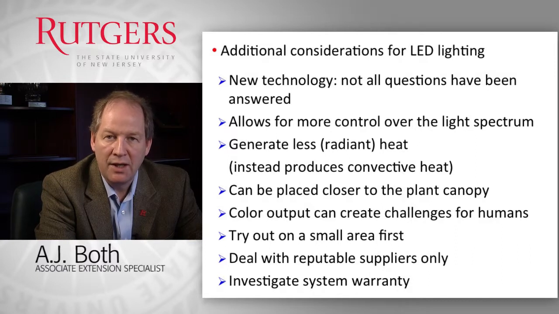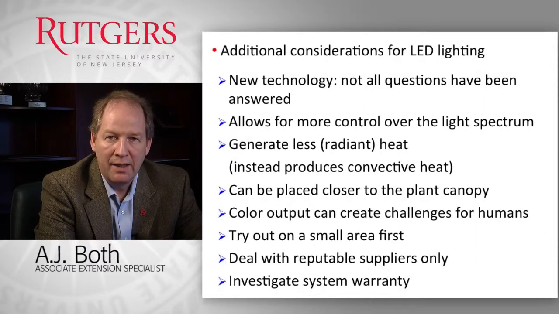LEDs generate a lot less radiant heat, but they still generate convective heat, and that typically comes out of the top of the unit if you think about an overhead installation. So yes, they're not generating as much radiant heat, which could be helpful for trying to place them closer to the crop, but they still generate a fair amount of convective heat, and that heat has to be taken care of in the greenhouse environment in some fashion.